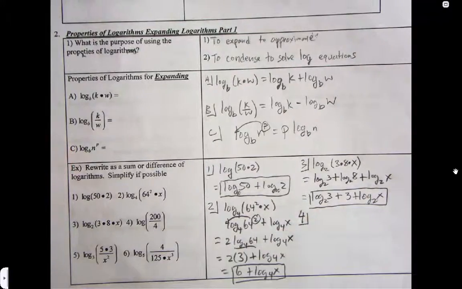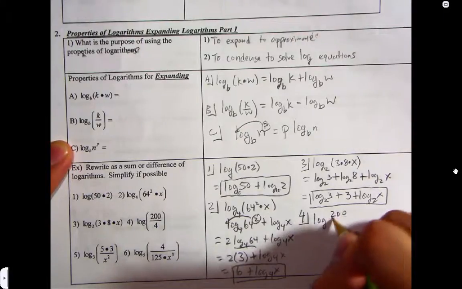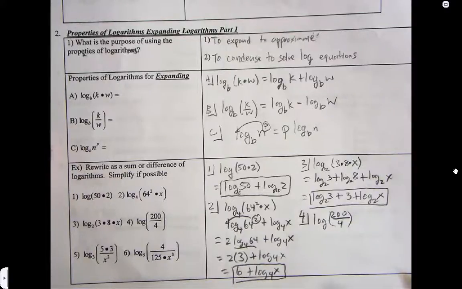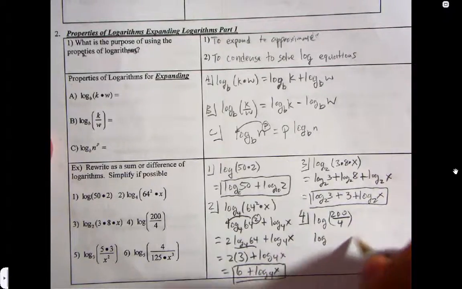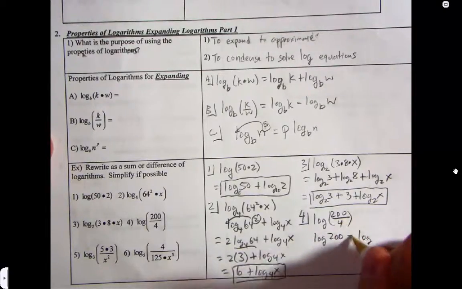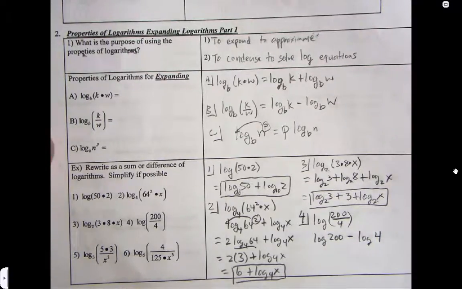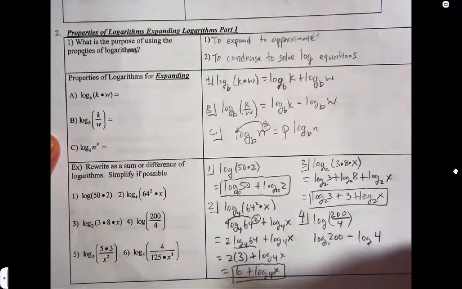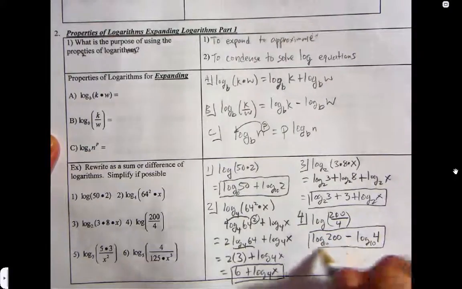Number 4, log 200 divided by 4. So when I expand this, there's 2 numbers here, so I'm going to write 2 logs. Log 200. Division means subtraction, so they're separated by subtraction. I'm dividing by 4, so the 4 is the one with the negative. Now this is base 10. 10 to the what gives you 200? I don't know. 10 to the what gives you 4? I don't know. So that's my answer.